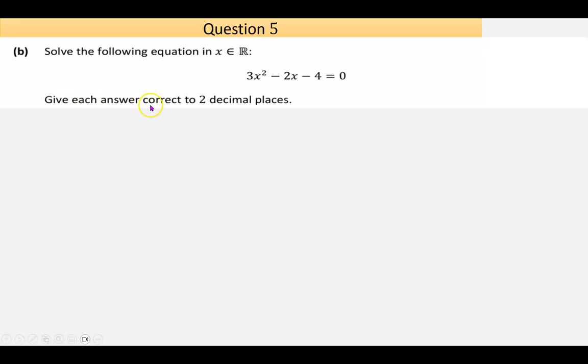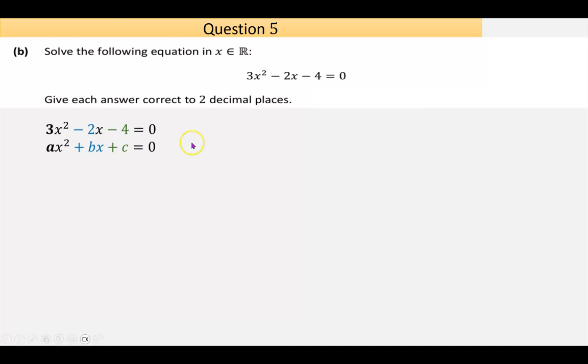Now it says give each answer correct to 2 decimal places. I appreciate I've been doing this for years, so the second I see that I go, it's quadratic, and I know what my strategy is. If you see a quadratic, that means it's got a power of 2 as the biggest power. It doesn't have to have anything else, it just has to have an x squared. Then it's quadratic, and the most basic quadratic is x squared equals 0. Then I know that I can solve it, and that generally is the strategy: solve the quadratic. There's a fast way of doing it that doesn't always work, but the quadratic formula always does work.